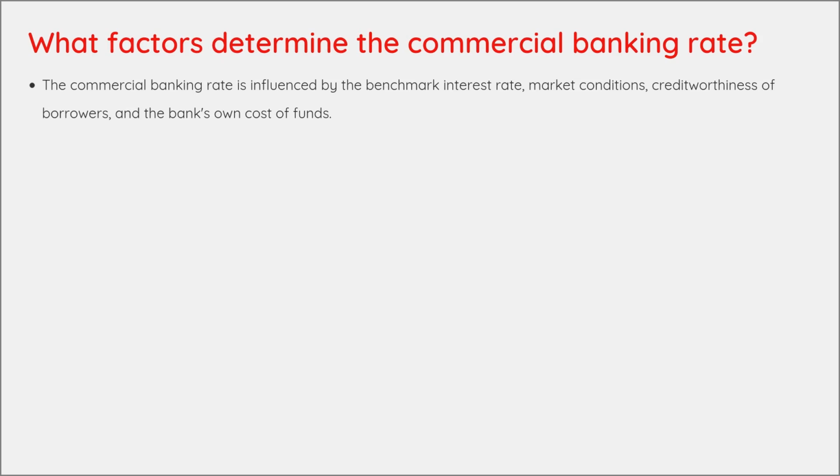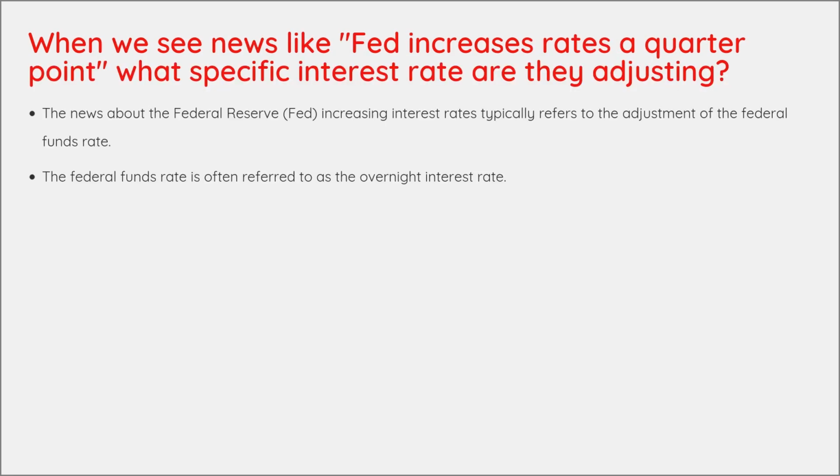What factors determine the commercial banking rate? The commercial banking rate is influenced by the benchmark interest rate, market conditions, creditworthiness of borrowers, and the bank's own cost of funds. When we see news like "Fed increases rates a quarter point," what specific interest rate are they adjusting? The news about the Federal Reserve, Fed, increasing interest rates typically refers to the adjustment of the federal funds rate. The federal funds rate is often referred to as the overnight interest rate.